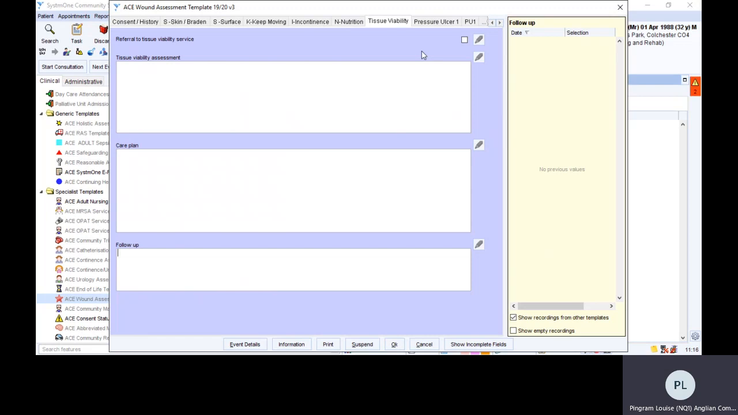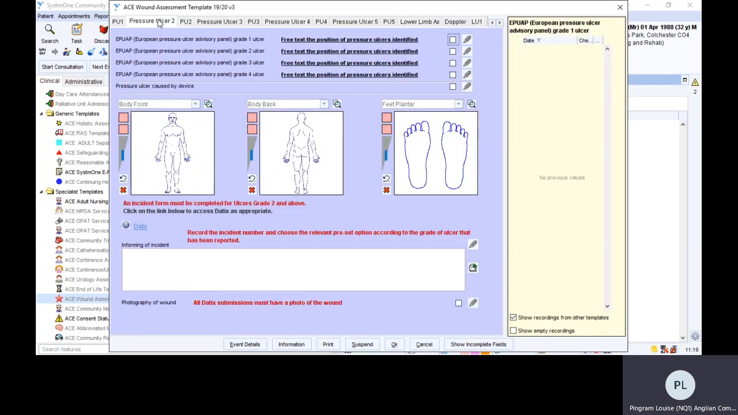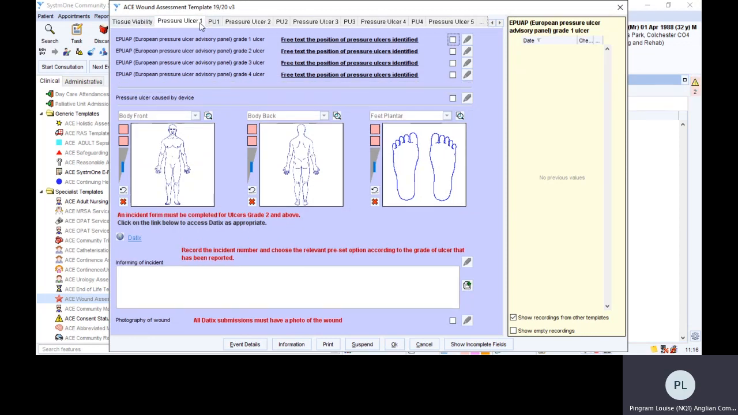Then we're breaking down into the individual wound assessments. So the next 5 tabs are the same, they mirror each other. So you've got a pressure ulcer 1 and PU1, and then you've got pressure ulcer 2 and PU2. So we'll just go through pressure ulcer 1, which looks at what category of pressure damage you found. So you just tick the box that is relevant.